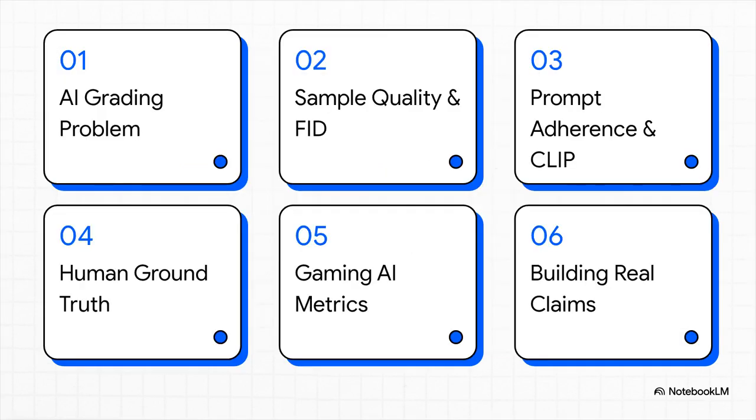So here's our roadmap for today. First up, the AI grading problem. Then we'll look at sample quality and FID, prompt adherence and CLIP, the human ground truth, how people actually game these AI metrics, and finally, how to build a real claim.